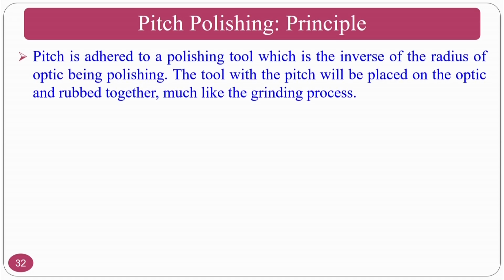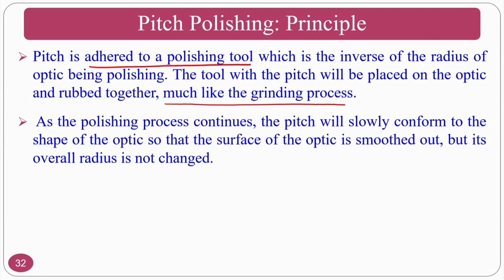Pitch polishing principle. Pitch is adhered to the polishing tool, which is the inverse of the radius of the optic being polished. The tool with pitch will be placed on the optic and rubbed against it, much like a grinding process. You just take the lens, you take a pitch tool and you put the slurry as well as the pitch, then you do the operation by applying a certain load at your required speed. This will act as a grinding process also, because that is the basic thing we see as mechanical engineers, a grinding process.